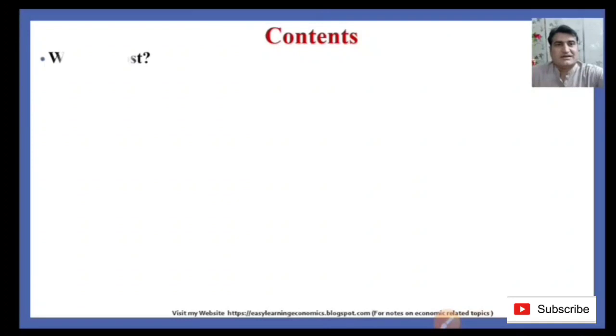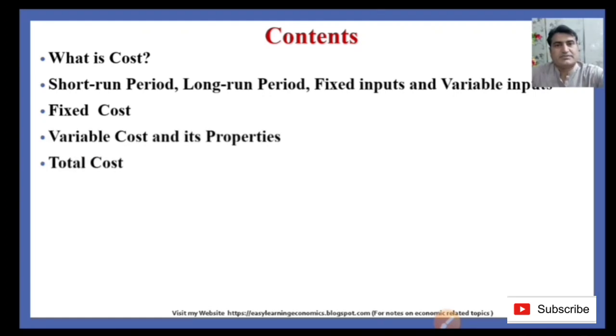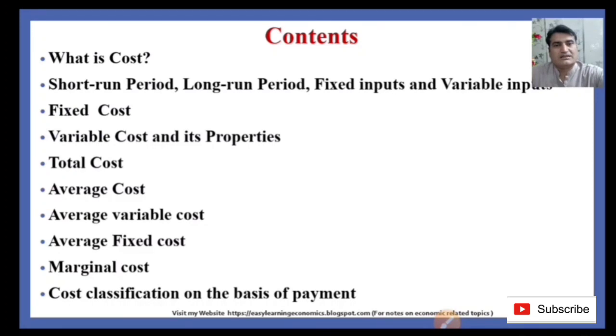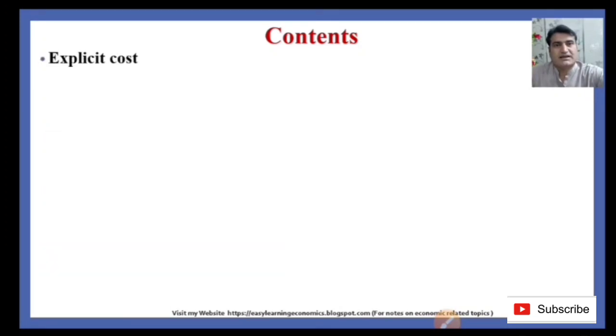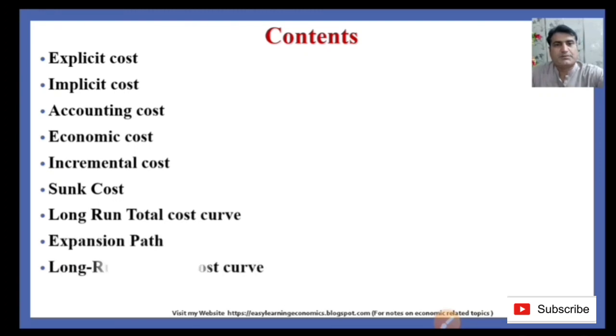In this topic we discuss what is cost, what is short run and long run period, and what are the fixed input and variable inputs, and what is fixed cost, what is variable cost and their properties, what is total cost, what is average cost, what is average variable cost, what is average fixed cost, what is marginal cost, how to classify cost on the basis of payment, and further we learn what is explicit cost, what is implicit cost, what is accounting cost, what is economic cost, what is incremental cost, what is sunk cost, what is long run total cost curve, and what is expansion path, and what is long run average cost curve, and what is learning curve. So this is the big content for today's lecture.